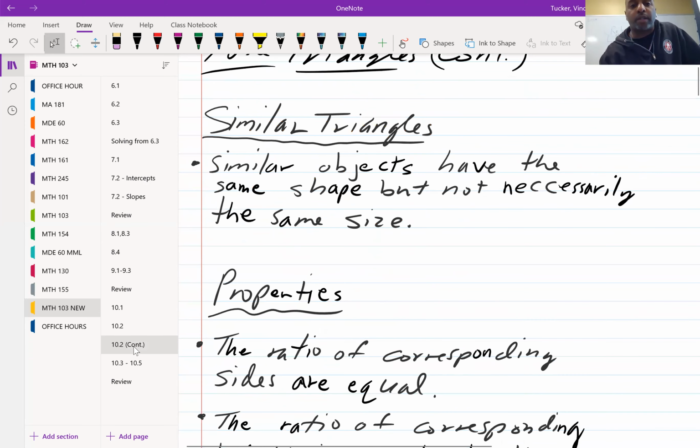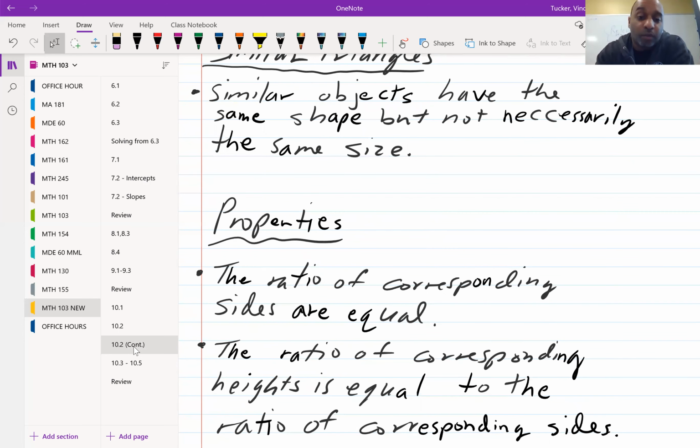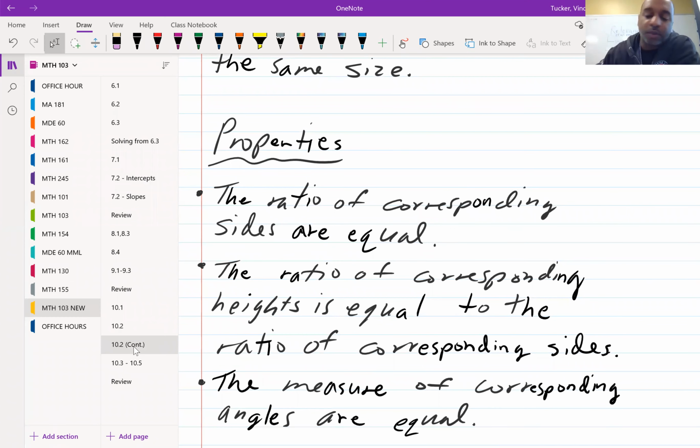All right. So still dealing with triangles. Now we're getting to similar triangles. Similar objects have the same shape, but not necessarily the same size. All right, so properties: the ratio of corresponding sides are equal. The ratio of corresponding heights is equal to the ratio of corresponding sides. And the measure of corresponding angles are equal. So we'll put some numbers on that in a second.